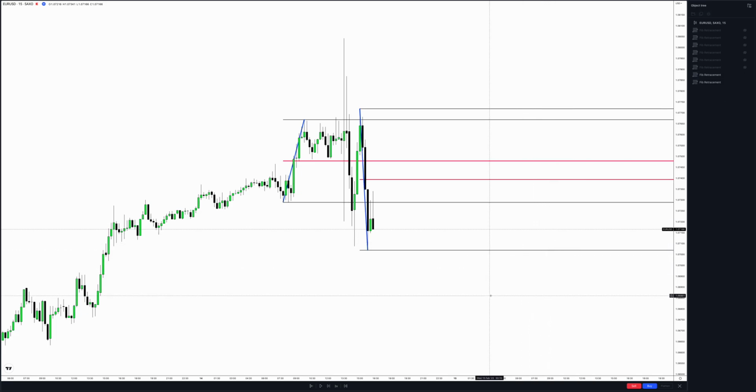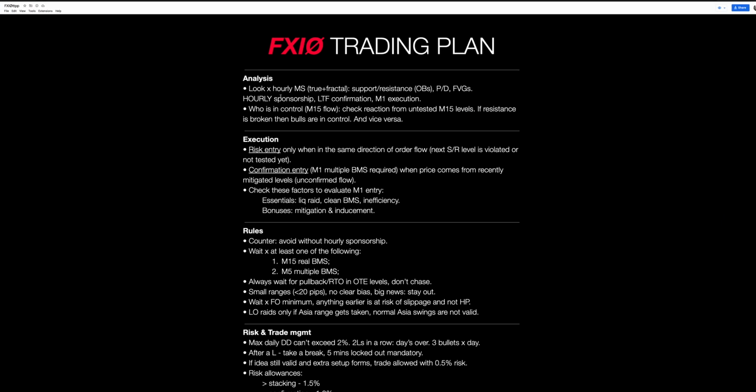Guys, first of all, this is not a rule, it's not written in any books. This is the way I look at market structure and the M15 flow, because I'm a day trader, and for me M15 is my reference, my confirmation. You remember yesterday I said that in my plan it's hourly sponsorship, then low time frame confirmation.